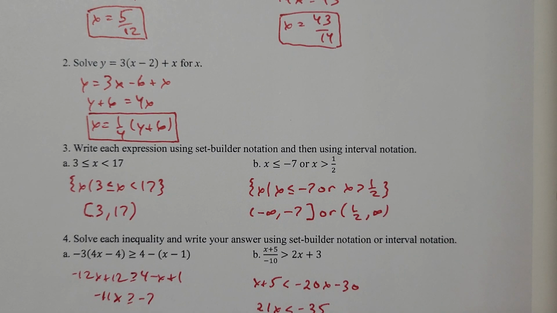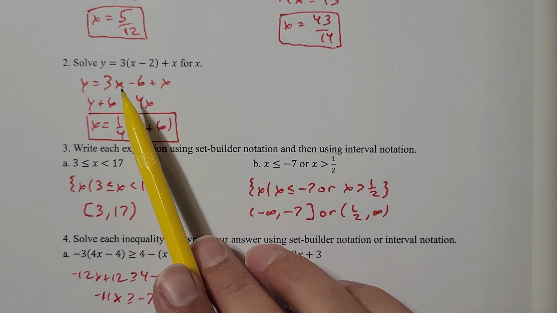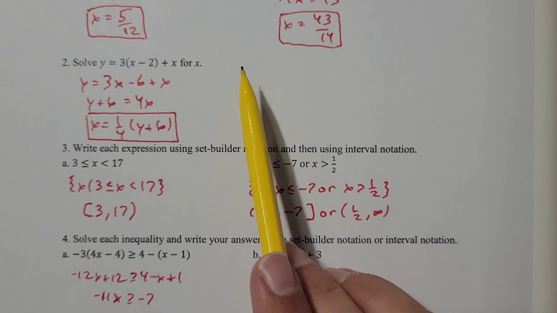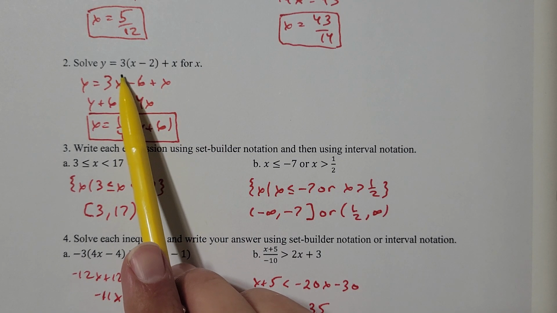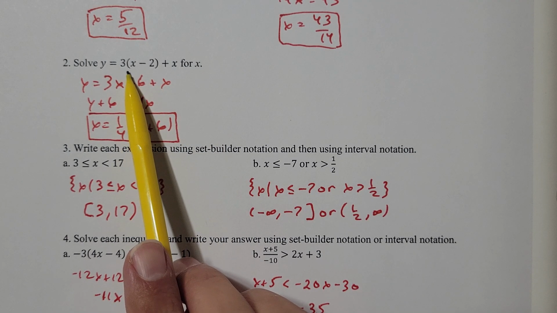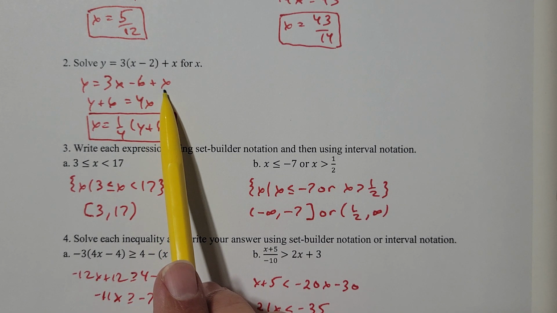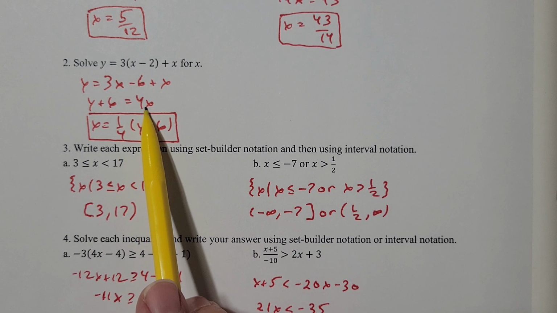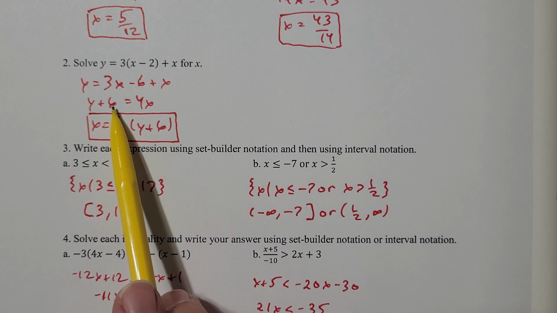Problem 2, we want to solve this equation for x. Right now it's solved for y. But so if I get x all alone here, let's distribute 3 on the right. So I got 3x minus 6 plus x. 3x plus x is 4x. And then if I add 6, I got y plus 6 on the left.